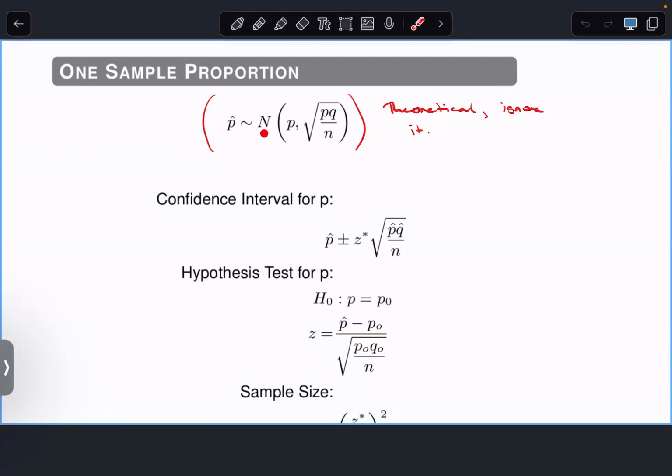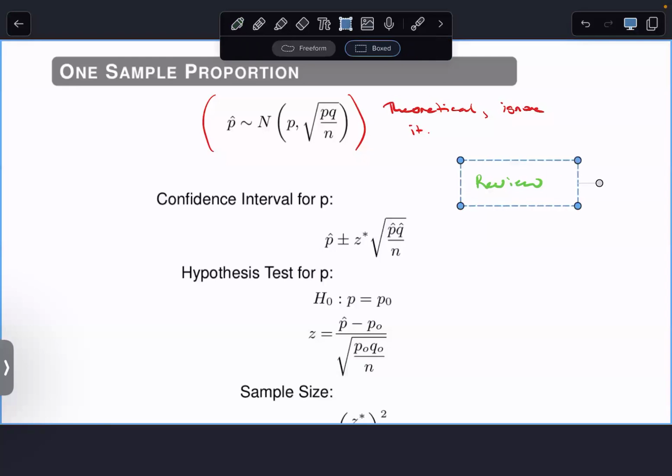And then we said, okay, we know the shape, it's going to be centered on P, but we don't know P. So I'm going to use my best guess, which is P hat, my sample proportion. And then I have a spread of the square root of P hat, Q hat, over N, and that's going to be called our standard error. So in terms of review, I just want to review some notation before we get started.